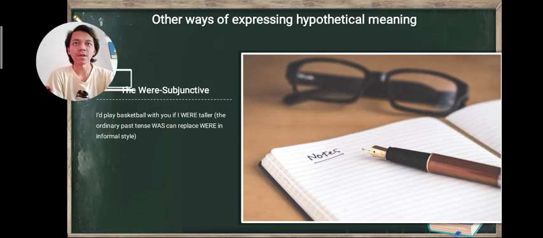Other ways of expressing hypothetical meaning, in addition to the past tense. There are 3 less common ways of expressing hypothetical meaning in subclauses. First, the subjunctive were. For example, I'd play basketball with you if I were taller. The ordinary past tense was can replace were in informal style.